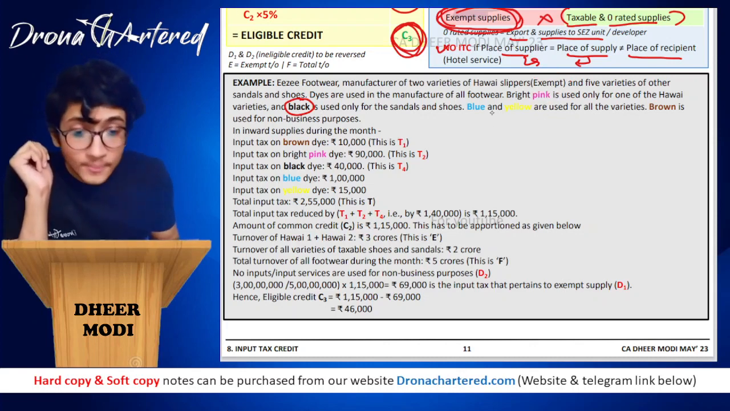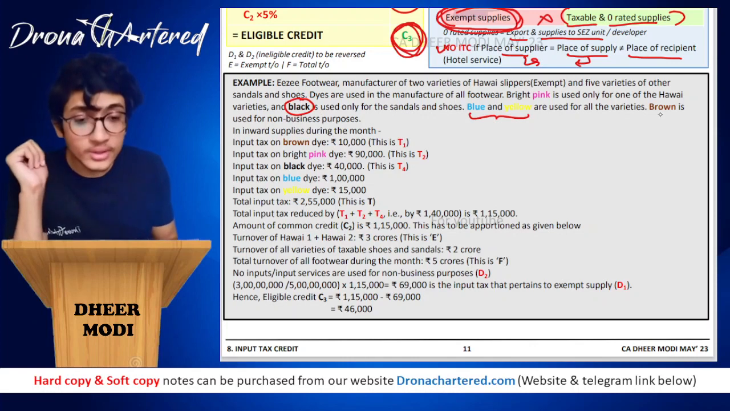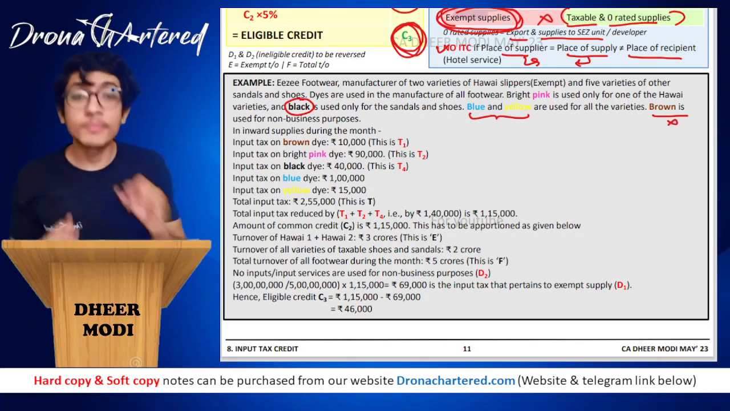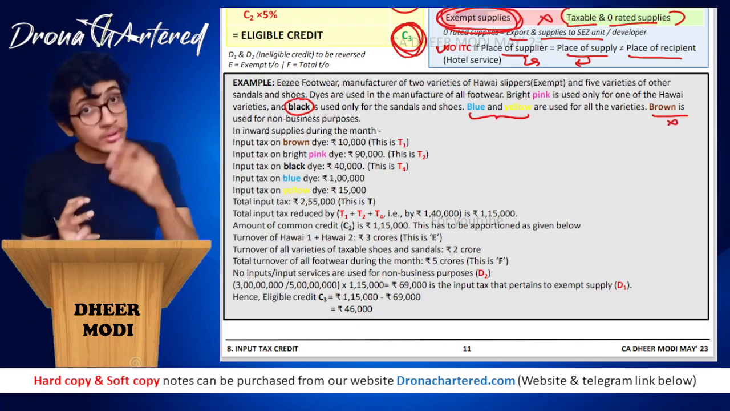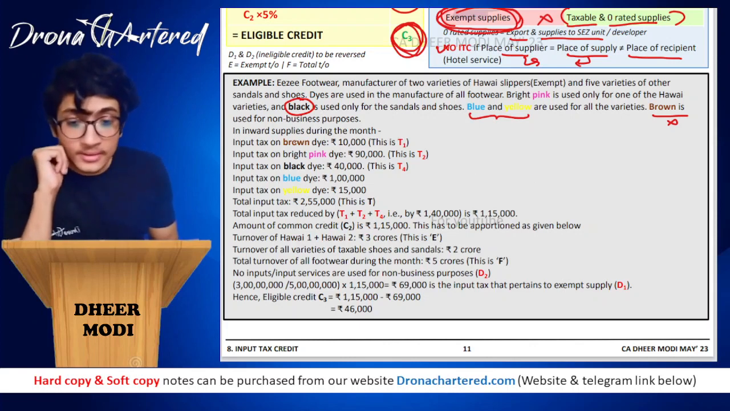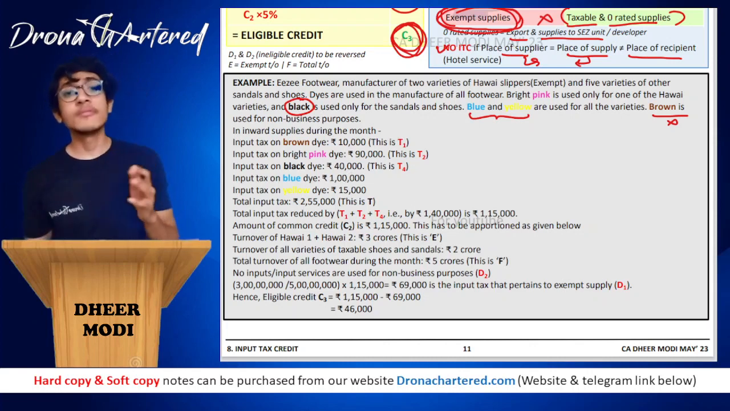Great. Blue and yellow are used for all varieties. Now this is your mixed credit. You will have to find proportion for this. Brown is used for non-business purpose. Since brown is used for non-business purpose, we can conclude that brown also you will not be receiving because it is a purely not allowed ITC. Okay, so inward supplies in the month, they have given ITC, that is what ITC you have paid on each of the color. And I hope this question will be solved.